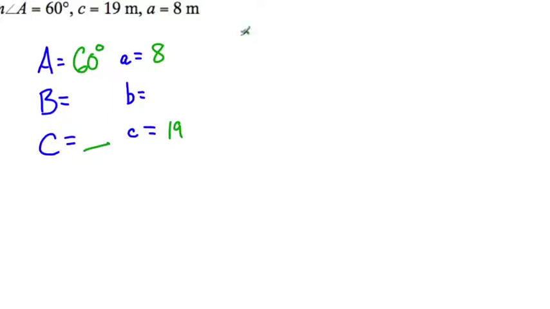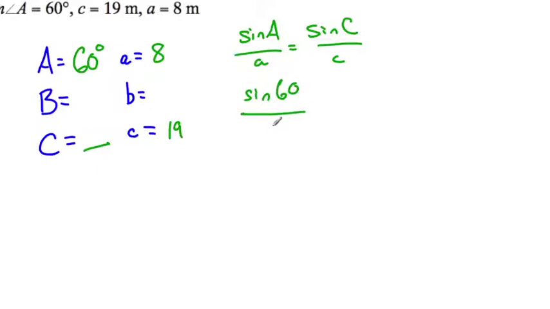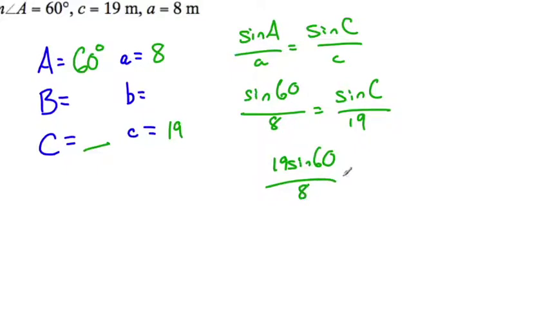So I do law of sines, and I say that sine of A over A is equal to sine of C over C. And again, when I plug in my values here, I get sine of 60 over 8 is equal to sine of C over 19. So if I multiply both sides by 19, I get 19 times sine of 60 over 8 is equal to sine of C, but I can get C by itself if I take the inverse sine of both sides.